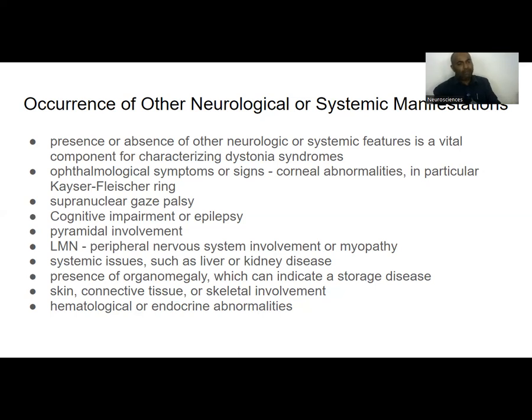Dystonias can have peripheral neuropathy, myopathy, and systemic disorders. Dystonia with liver disorder can be Wilson's. Dystonia with organomegaly can be a storage disease. There can also be skin, connective tissue, skeletal, hematological involvement, and endocrine abnormalities.